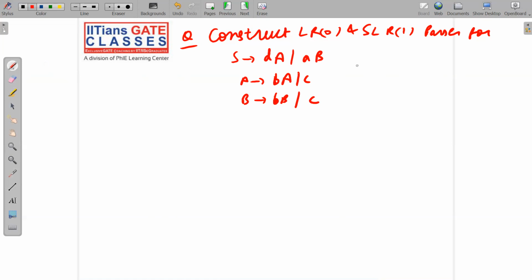So how to construct it? Same as before, I will add the augmented production and then I will start. So step number 1, add augmented production.